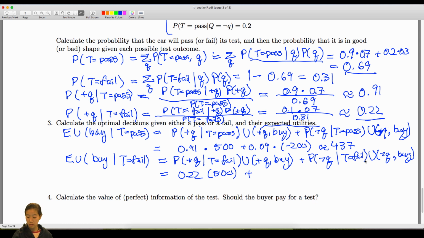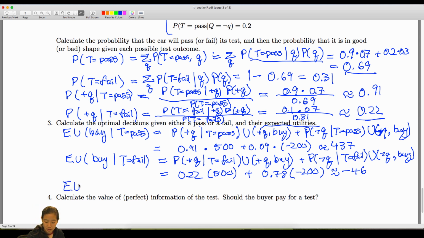And then the probability that it is bad, given that it failed the test, is just going to be 1 minus that. So we're going to have 0.78 multiplied by negative 200. This is going to give us approximately negative 46 expected utility. So if we see that the test failed and we bought it anyways, we would expect to lose $46.